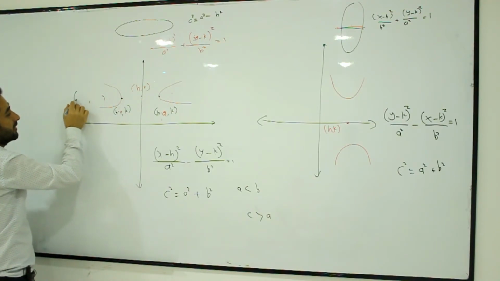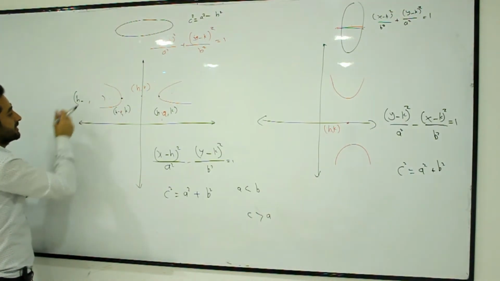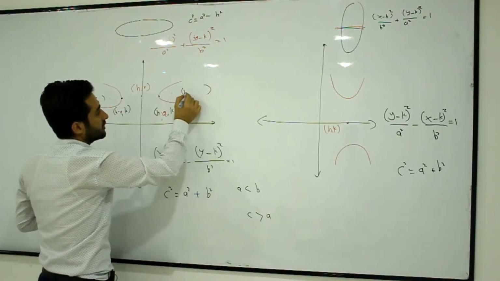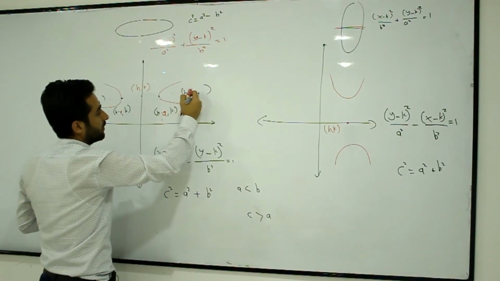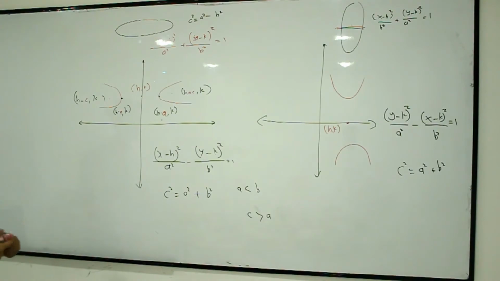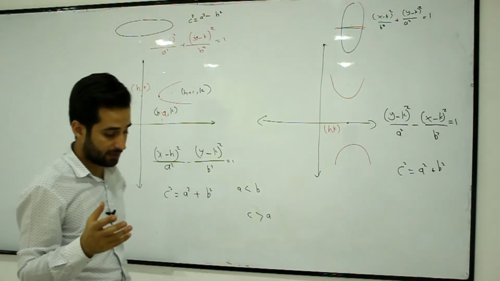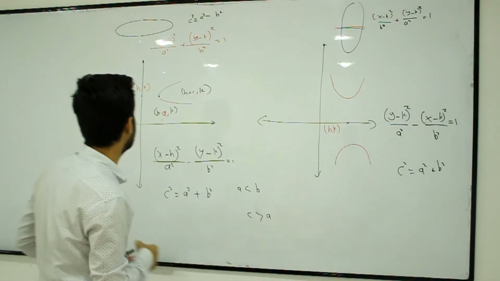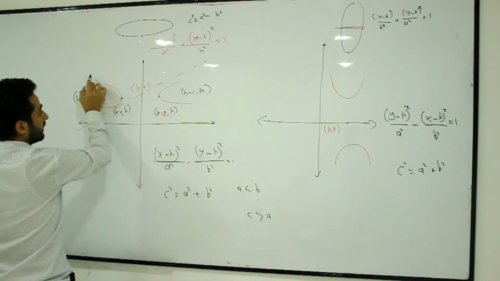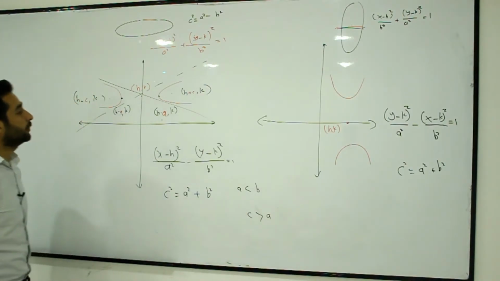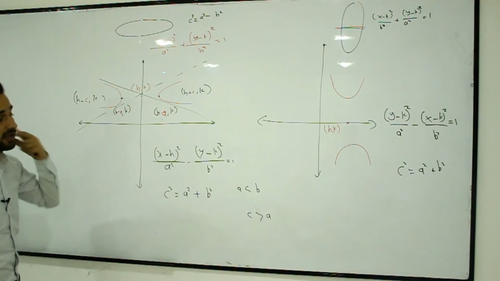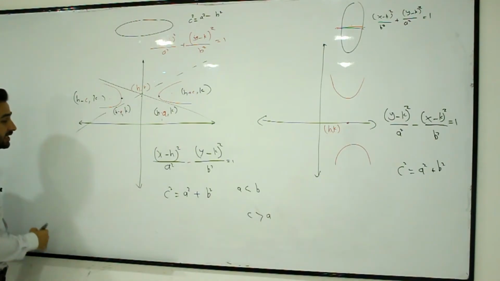So we can say h minus c with k. Here we have h plus c with k. Okay? This is all about this. There are 2 more things. We have 2 extra lines. Here we have a line and we have another line here. We call this slant, okay? This is a slant asymptote.